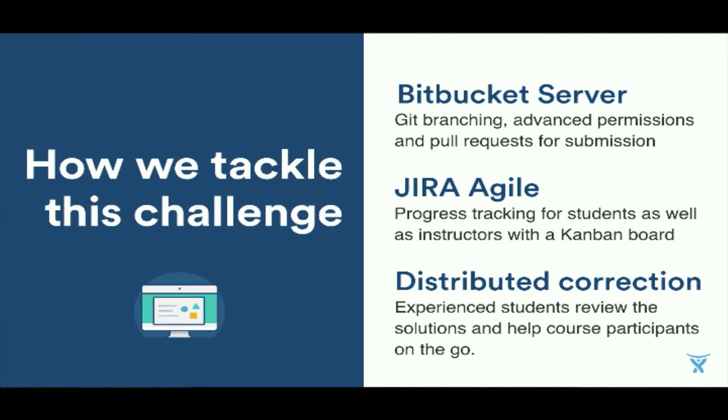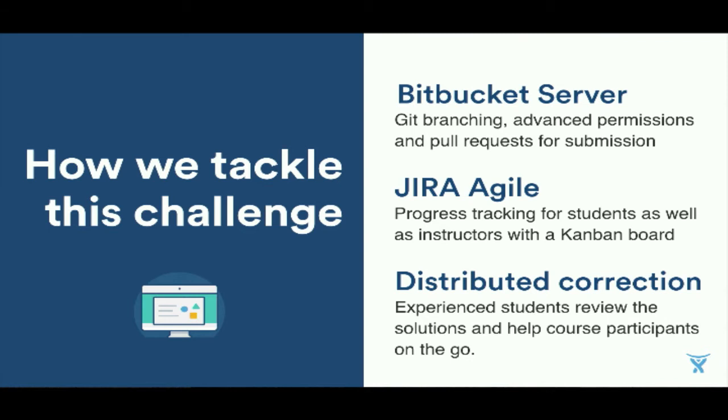So for example, a student creates a branch. The corresponding issue is transitioned from open to in progress, so he started working on it. Or another example, a student, a developer, creates a pull request. The issue automatically transitions to in review. So there is a mapping between actions happening in the version control in Bitbucket Server and in Jira Agile. And we are using Jira Agile to monitor the progress of these introductory courses.